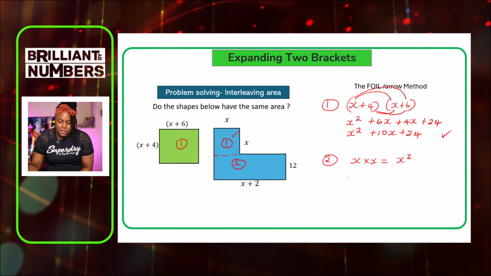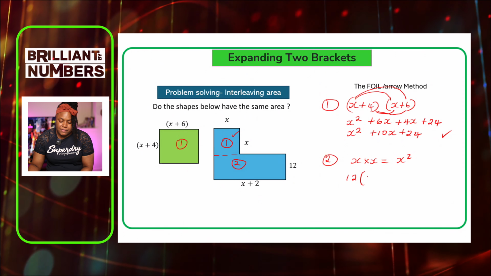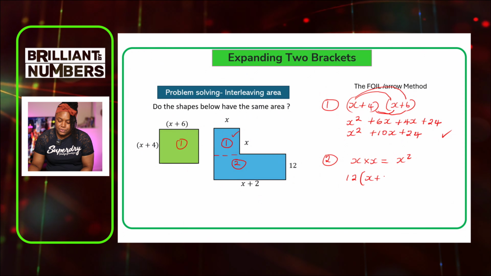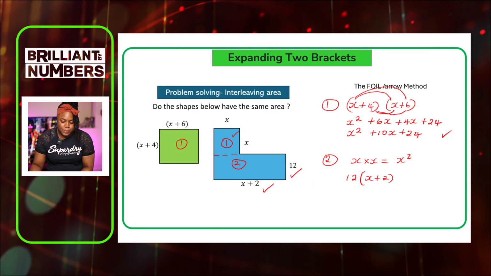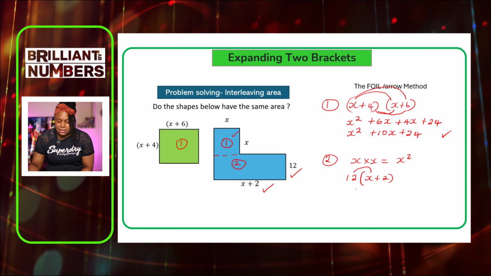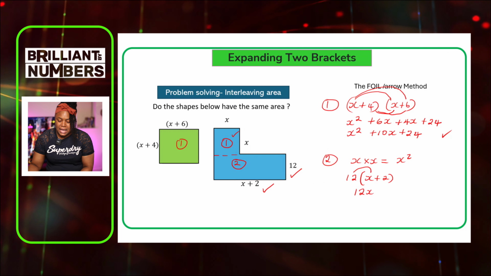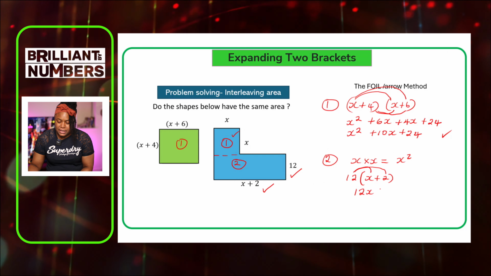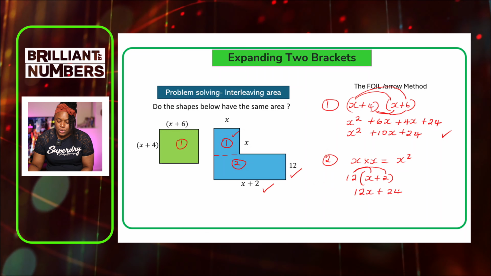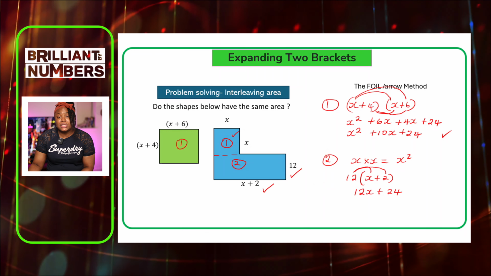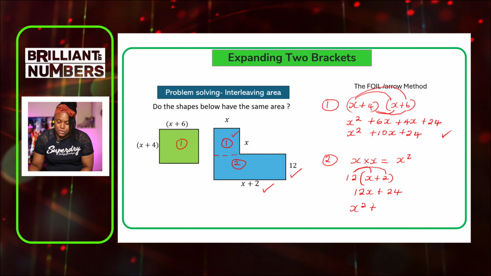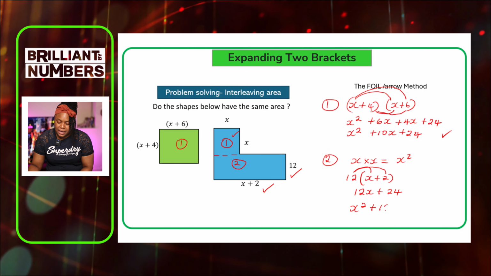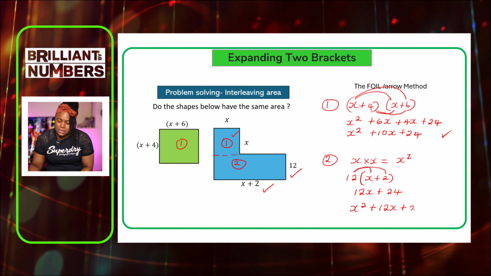For the second part, I just need to do 12 times x add 2. So I'm multiplying the length here by the width there. So 12 times x gives me 12x, and 12 times 2 gets me 24. But remember, I also need to add back the x squared. So it's x squared plus 12x plus 24.